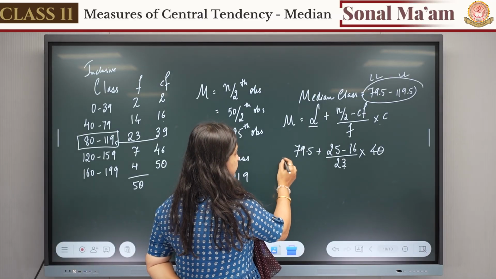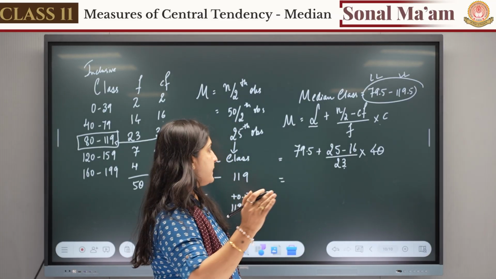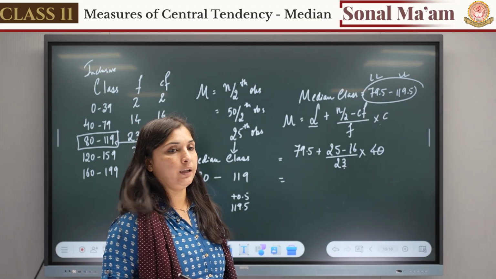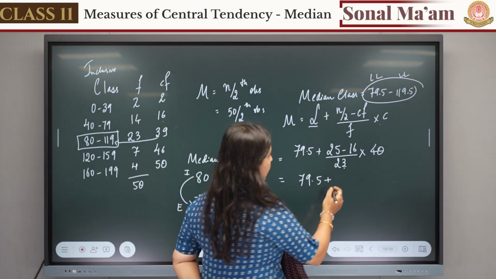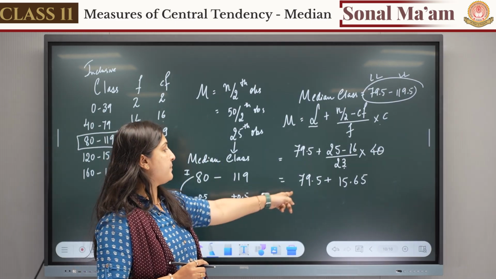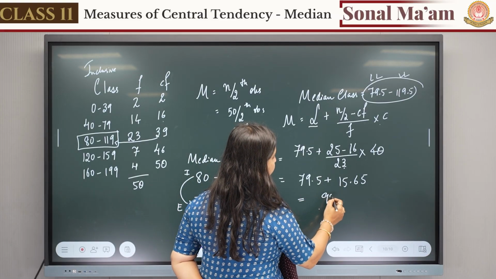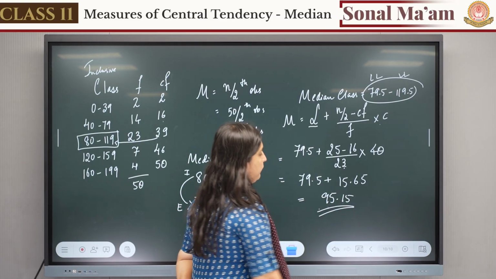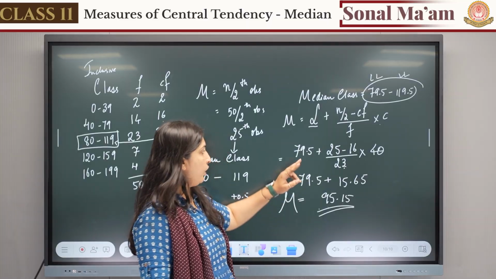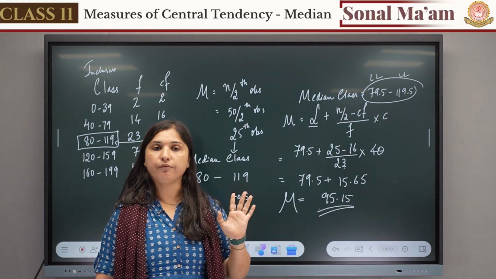Now what is the step? You will first do 25 minus 16, divided by 23, and multiply it by 40. How much? 15.65. Now the last step: 79.5 plus 15.65 will be 95.15. So the final answer is 95.15 and this is my M. First we divide, then multiply it with 40, and whatever you got, add it to 79.5. This is your final answer.